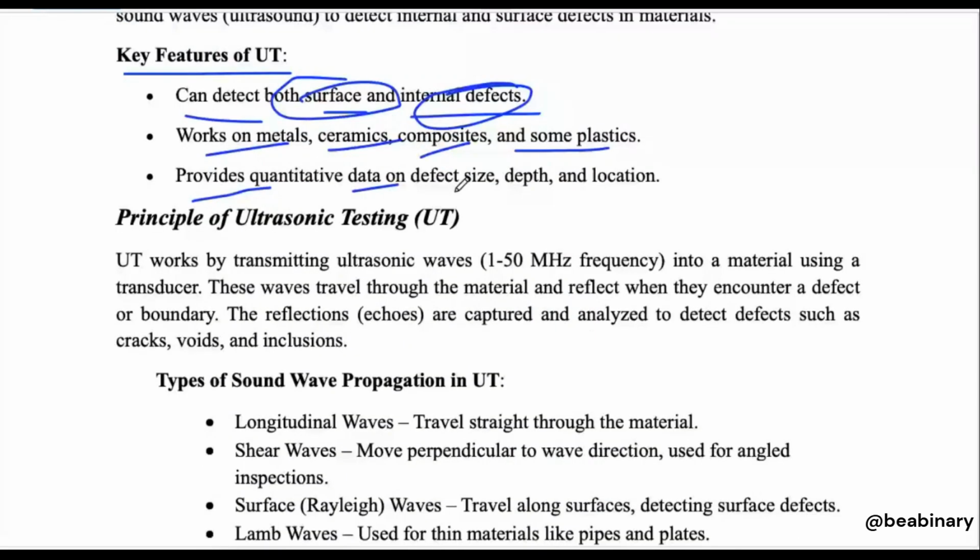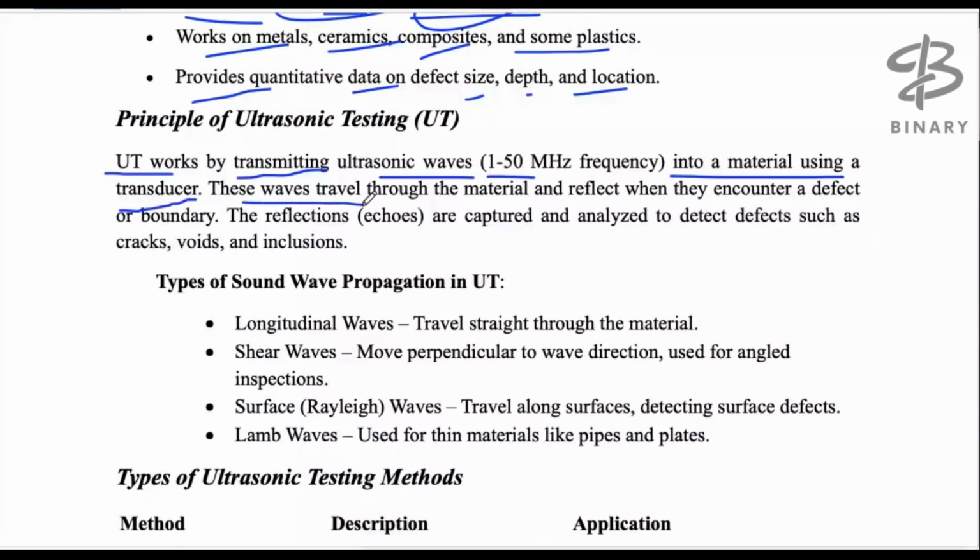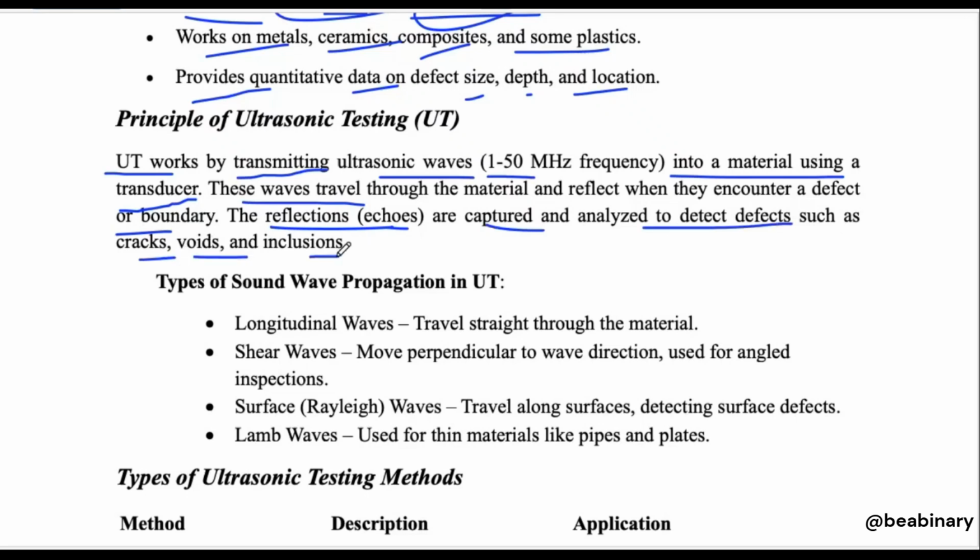What are the principles of UT? Ultrasonic testing works by transmitting ultrasonic waves. What are the frequencies? A frequency of 1 to 50 megahertz is applied into a material using a transducer. These waves travel through the material and reflect when they encounter a defect or boundary. Either they have a defect, then it will return, or they have just a boundary, then it will return. The reflected echoes can be captured and analyzed to detect defects such as cracks, voids, and inclusions.